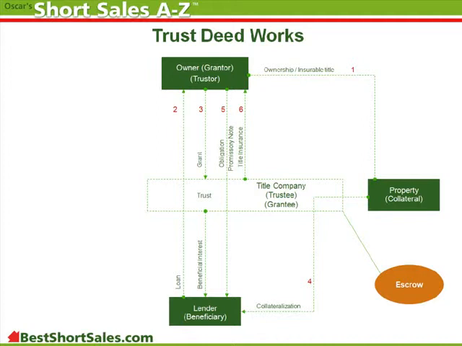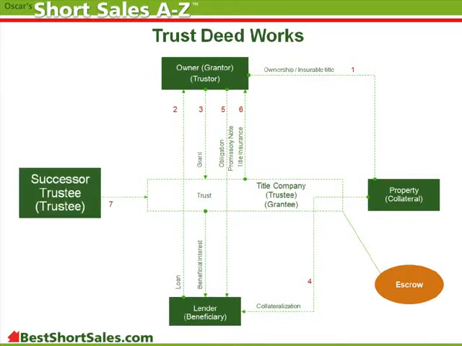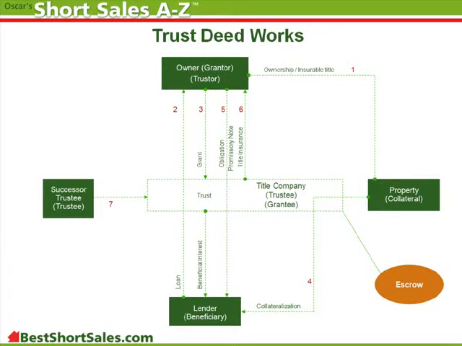Title insurance will be issued by a title company. In case of default, typically the lender will appoint a successor trustee. Successor trustees are typically companies in the business of executing trust deeds in default. If default is not resolved, the trustee will execute the trust deed in a trustee's sale.